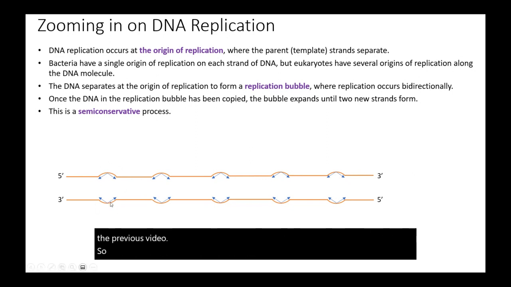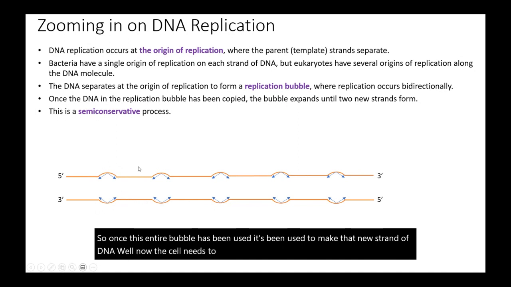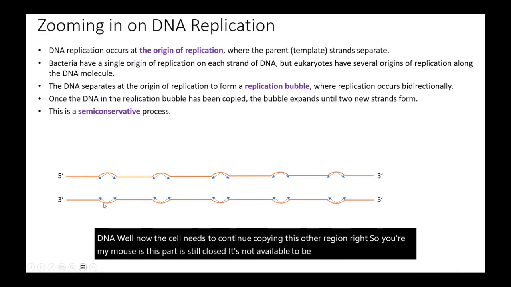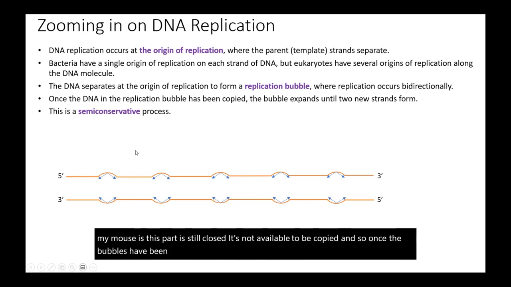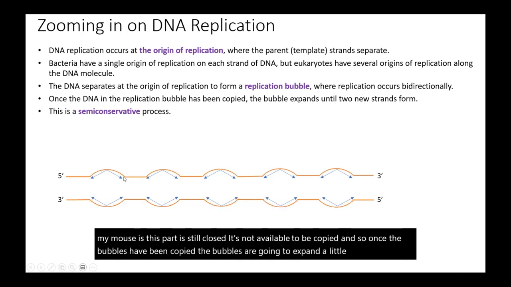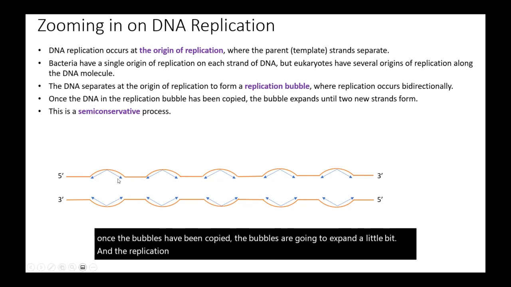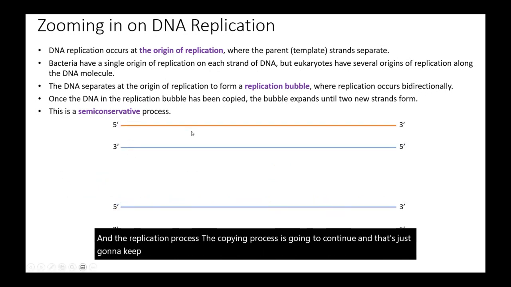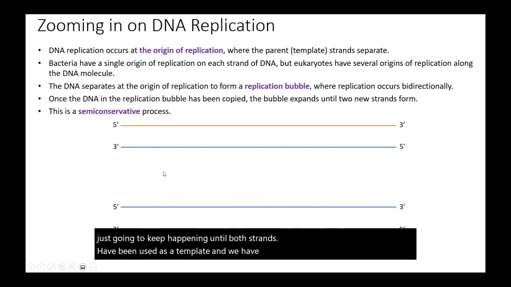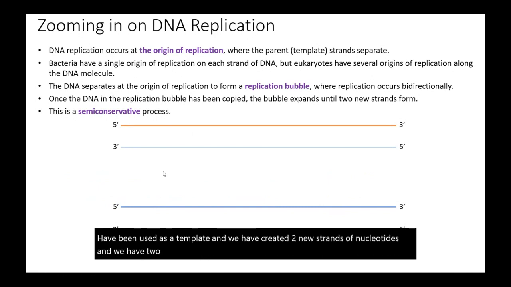So once this entire bubble has been used to make that new strand of DNA, the cell now needs to continue copying this other region, right? See where my mouse is? This part is still closed. It's not available to be copied. Once the bubbles have been copied, the bubbles are going to expand a little bit, and the copying process is going to continue. That's just going to keep happening until both strands have been used as a template and we have created two new strands of nucleotides, and we have two molecules of DNA.